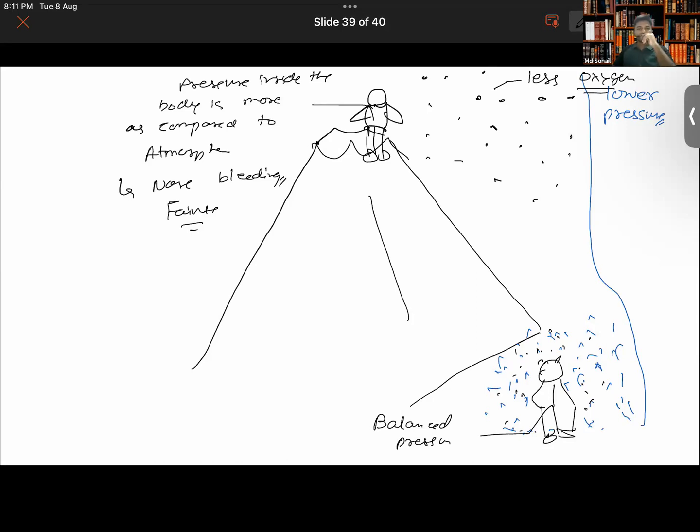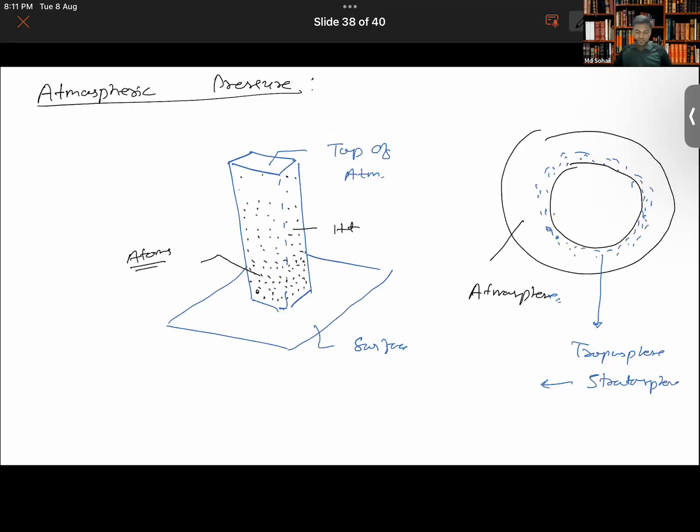Getting it? Any confusion so far? No, sir. All right. So atmospheric pressure is basically defined as the pressure exerted by the layer of gases of the atmosphere on the Earth's surface. So here we can basically conclude the chapter. We have discussed almost all the concepts. Any difficulty faced by you guys in the chapter? No, sir.